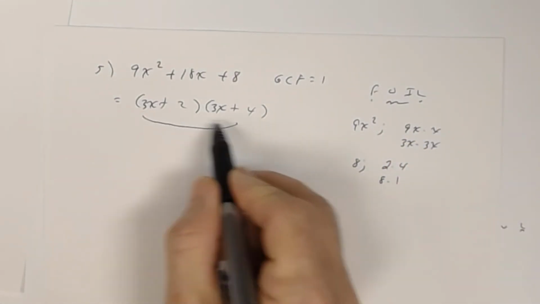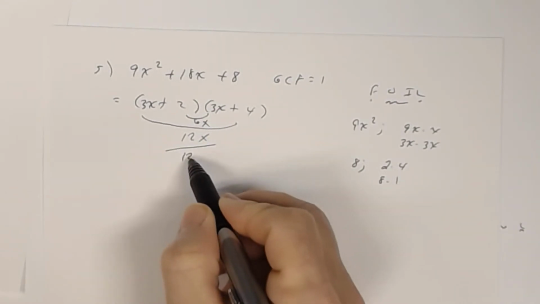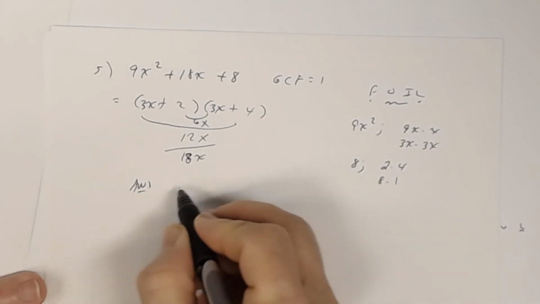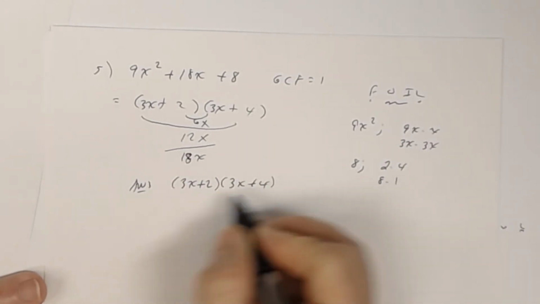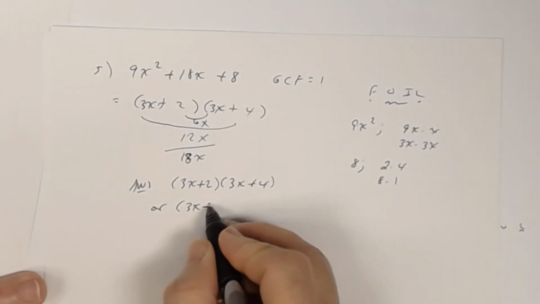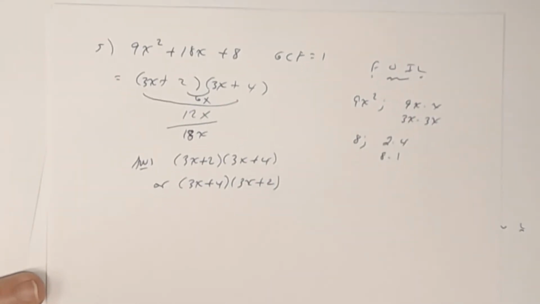The outer is 12x, the inner is 6x, and when I add them up, I get 18x, and that's what you wanted. So the answer will be 3x plus 2 times 3x plus 4, or remember, multiplication is commutative, so some of you may have instead 3x plus 4 times 3x plus 2. All right, so that's number 5.